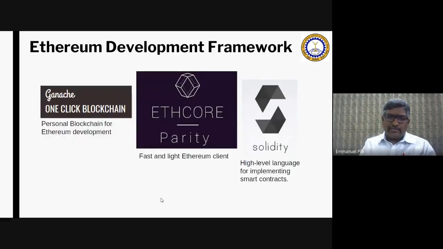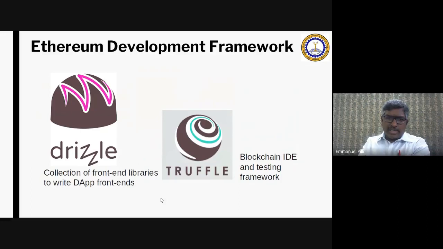So you have Ganache, which is the one-click blockchain. Directly you can download the software and click it. The blockchain will be set up. You have Ethcore Parity, or Solidity is the programming language for that. So these are all part of the Ethereum development framework. You have Drizzle and Truffle and other things. So the blockchain testing integrated development environment is called Truffle or Drizzle.